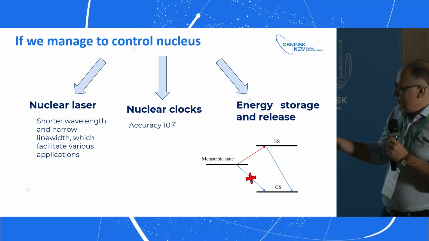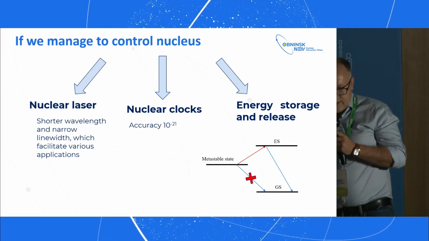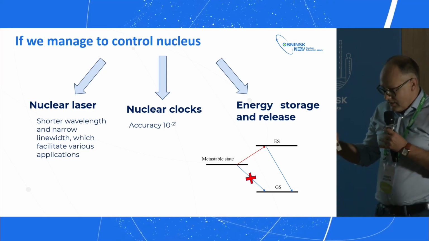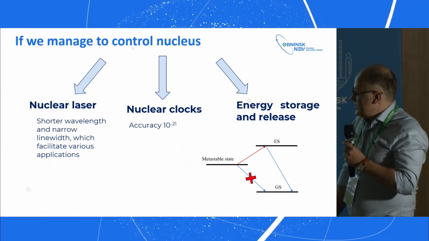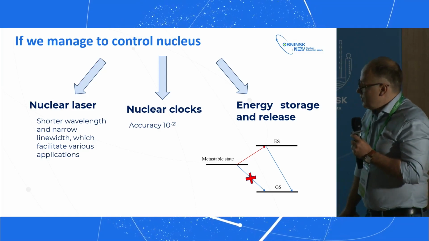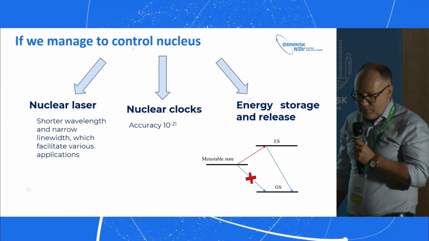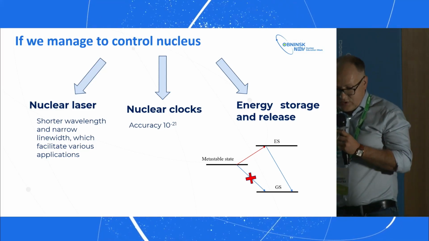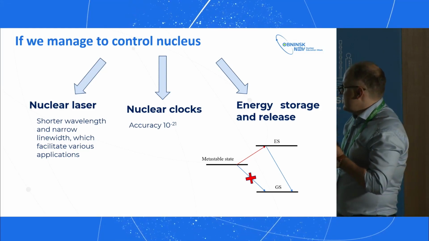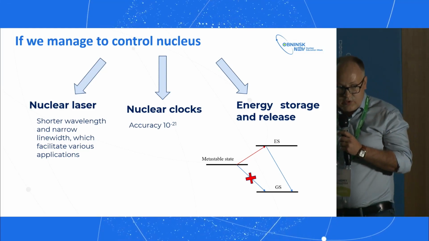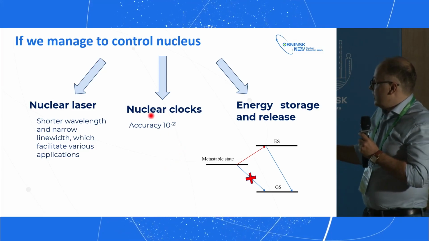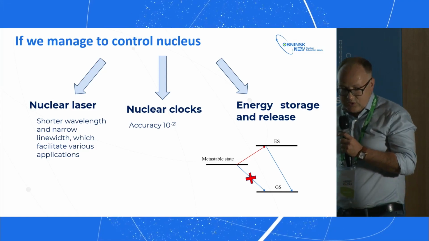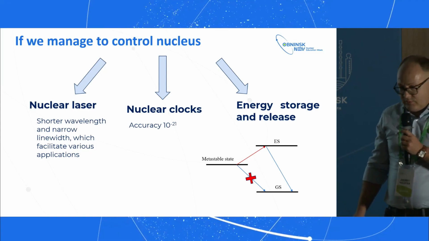First of all, it's a nuclear laser. Since the nuclear excitation is less influenced by the electric or magnetic field, the nuclear laser will be much narrower, and therefore we can use it for many other applications. Another thing is the nuclear clock. The nuclear clock can reach an accuracy of 10 to the minus 21, which is 3 orders of magnitude better than our best atomic clocks.